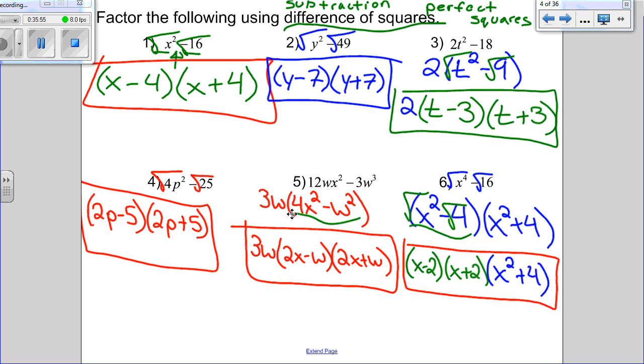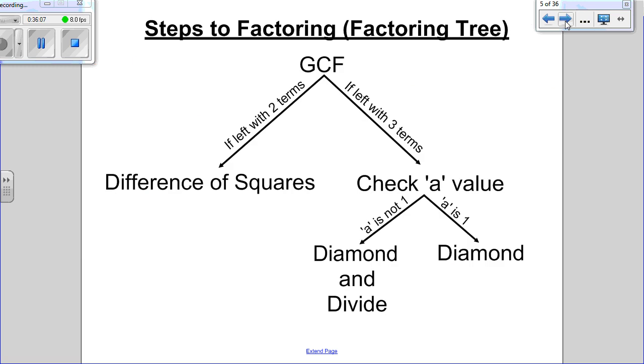You should try to get as much of it done as you can so that you're prepared for what's coming. This thing right here is a beautiful little chart that shows you how you should factor. So every time you get told to factor something, you should always start with a GCF. Then you're going to check to see the number of terms. If you have 2 terms left, you're going to do difference of squares. If you have 3 terms left, you're going to check the A value on your 3 terms. If your A value is equal to 1, you just do a basic diamond. If your A value is not 1, then you're going to diamond it and then divide out your mistake.